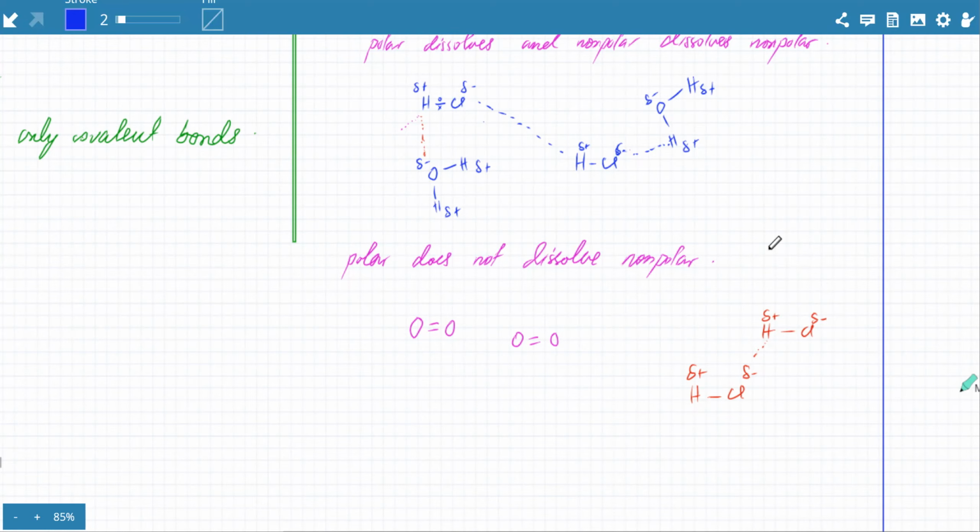So then polar does not dissolve non-polar. The third statement about this is that non-polar and non-polar are going to mix.